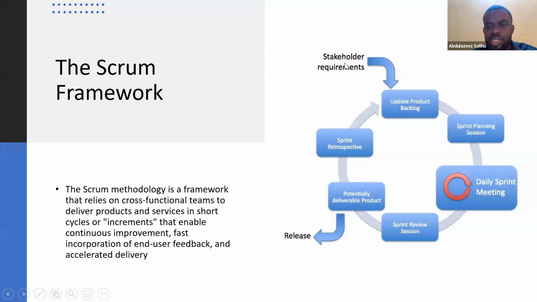You always have your backlog, which is items to be worked on. Then from your sprint grooming or backlog refinement, you proceed to your sprint planning session, where the team selects items to be worked on.